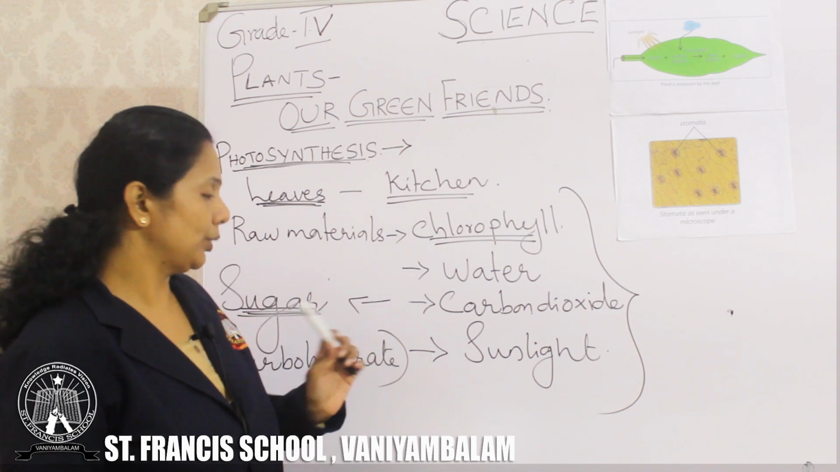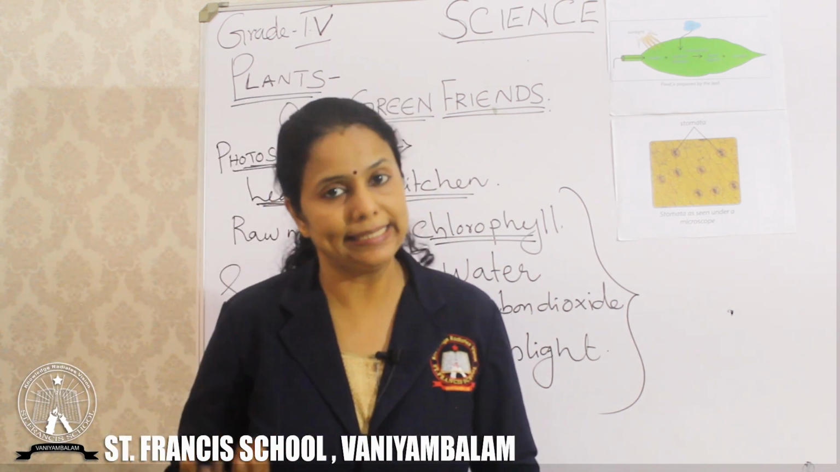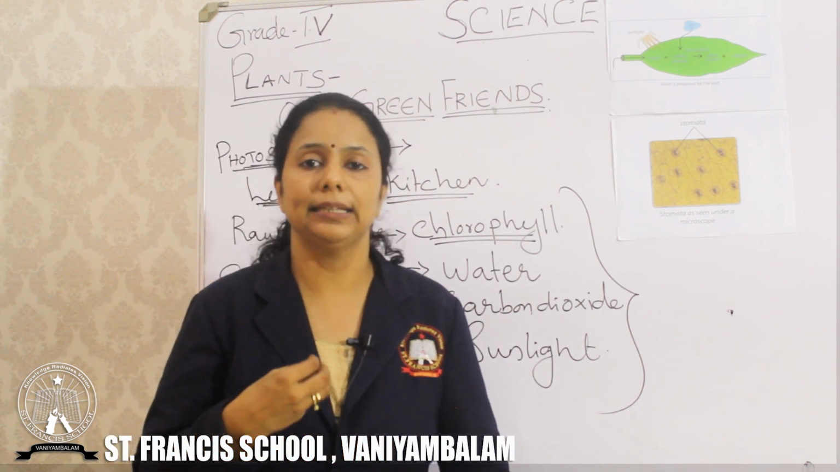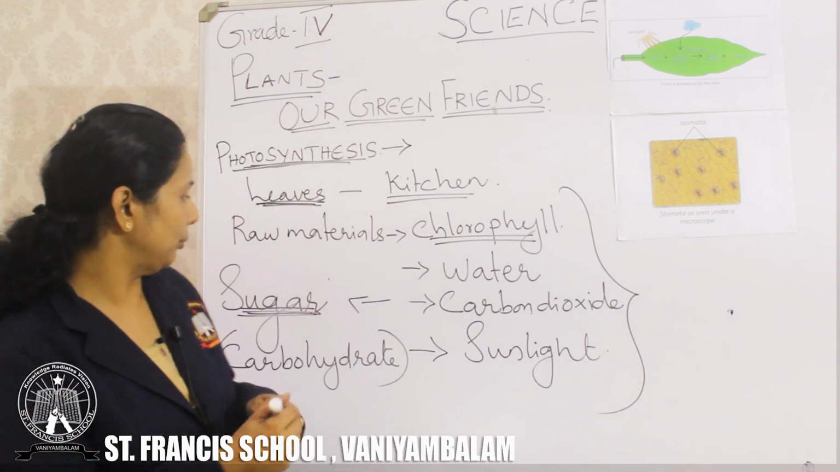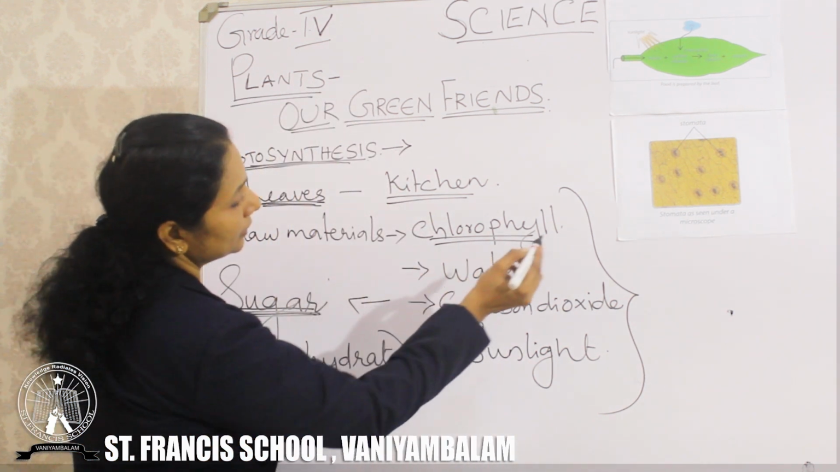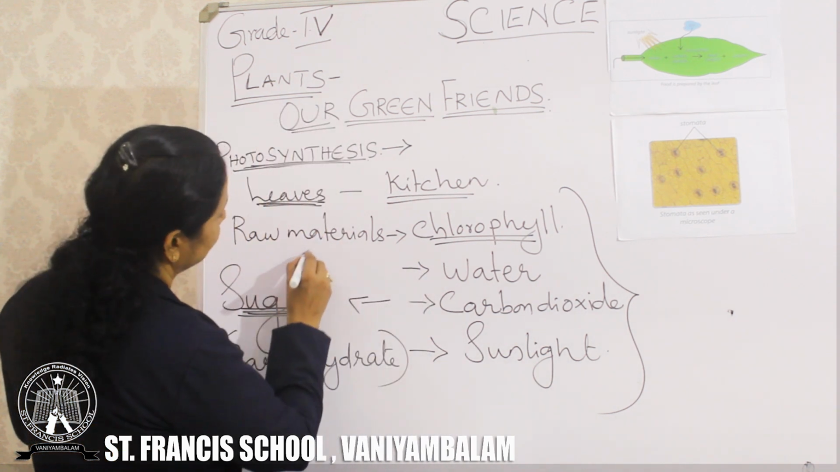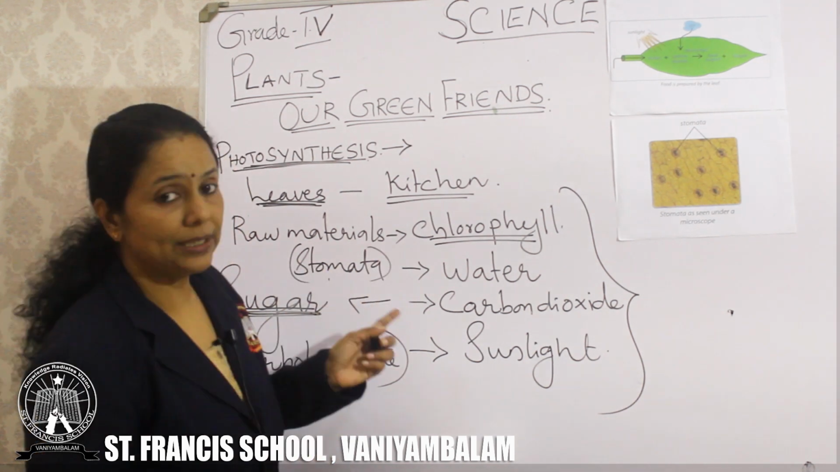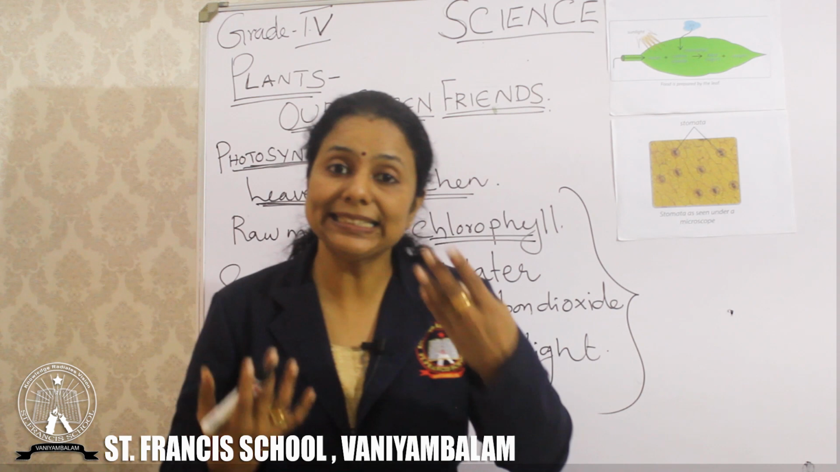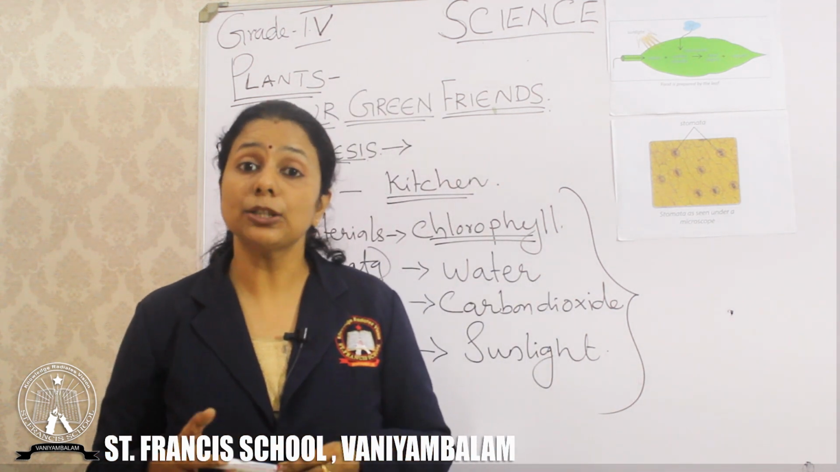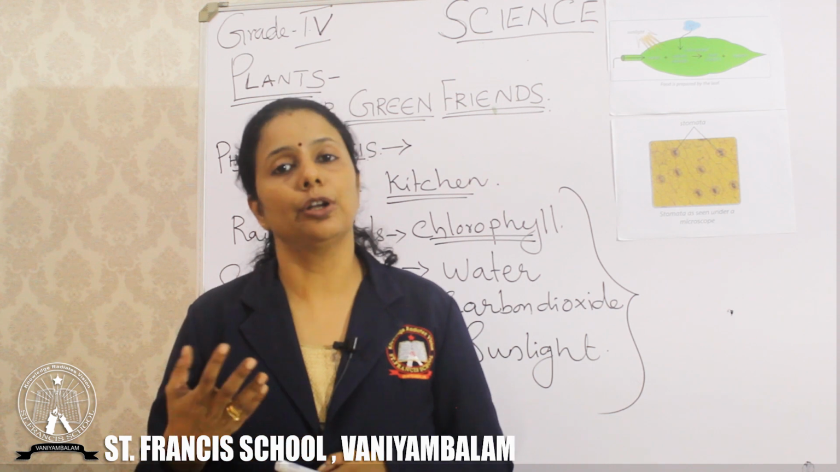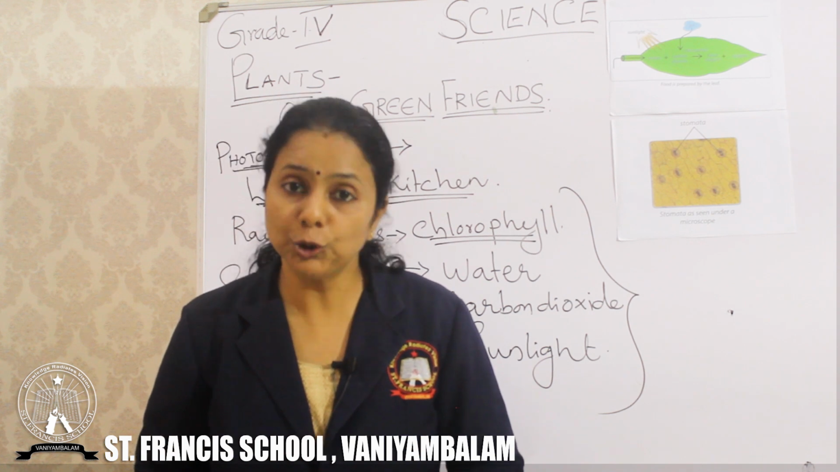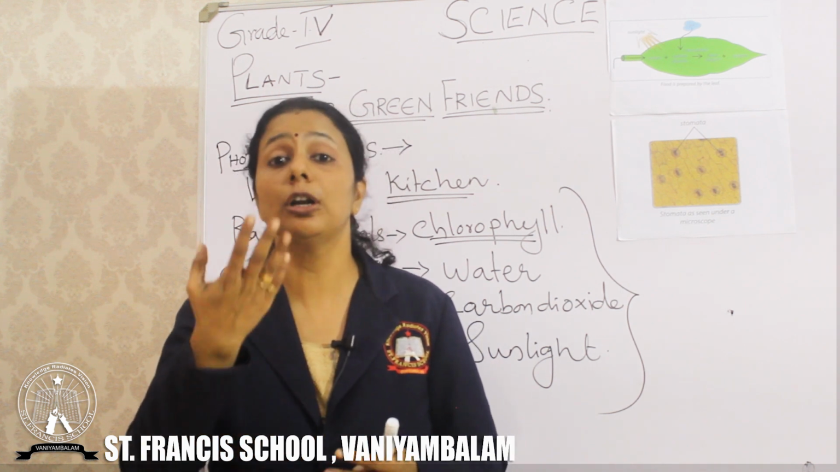And along with this sugar, oxygen gas is also released. During photosynthesis, oxygen gas is released and this oxygen goes out into the atmosphere through the stomata, the same small pores which are present on the surface of the leaves. This oxygen gas is needed for all living organisms. All living organisms like animals and human beings use this oxygen for breathing.